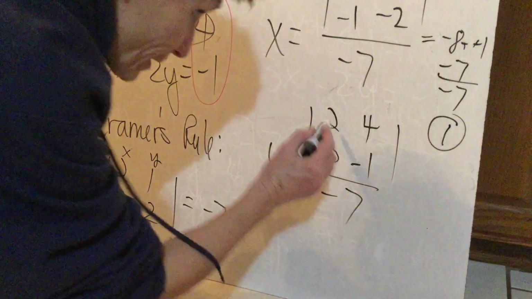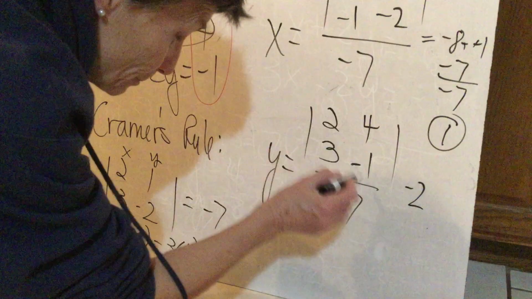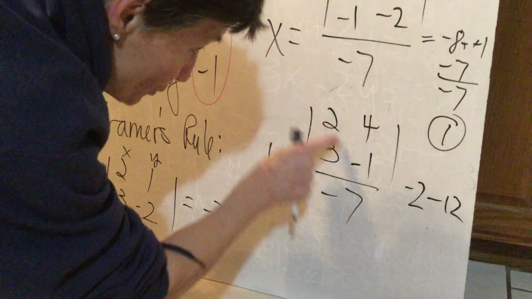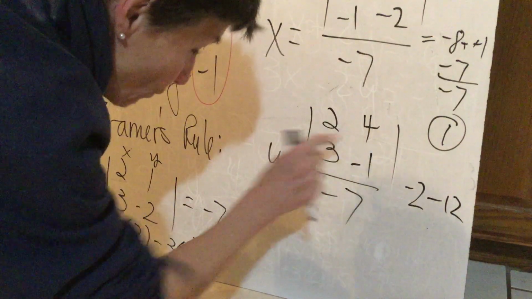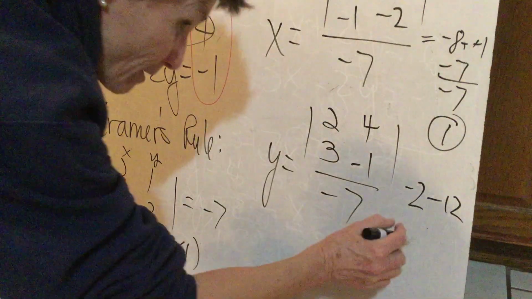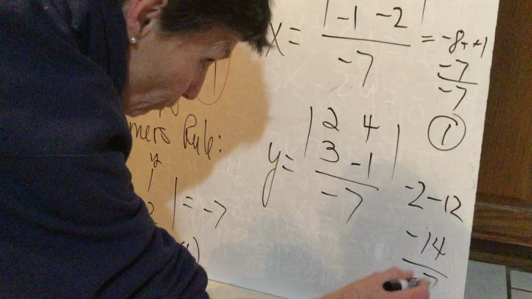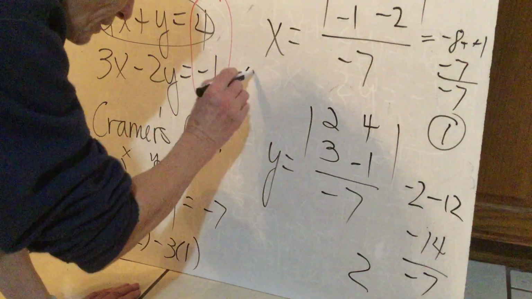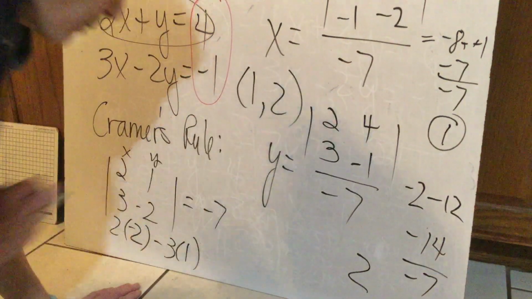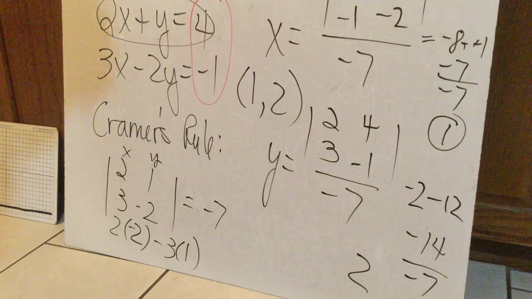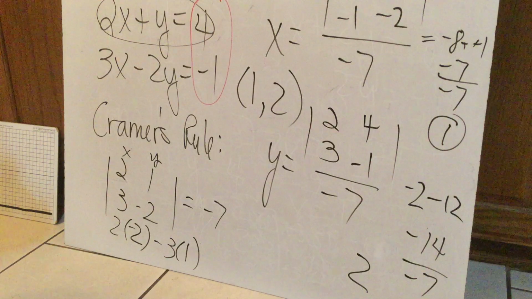Down here, -2 minus 12. So 2 times -1, 3 times 4, subtract them. So -2 minus 12. Well, that's -14 over -7, which is 2. So x worked out to be 1, and y worked out to be 2. And if my feeble memory serves me, that is exactly what we got when we did it with elimination.